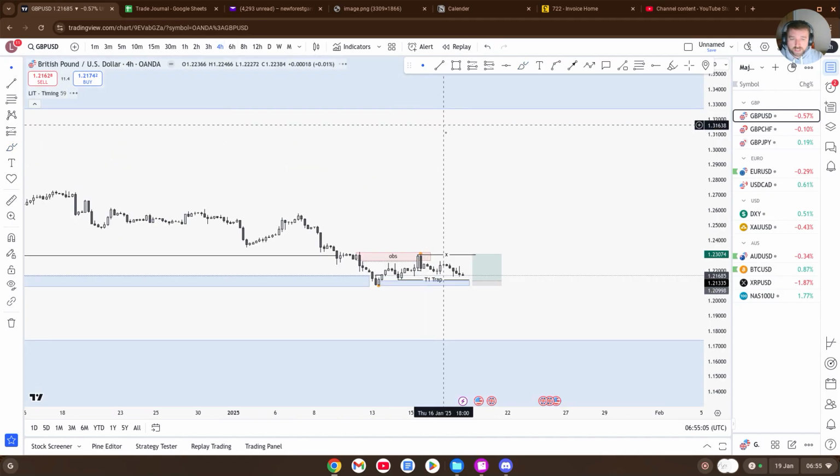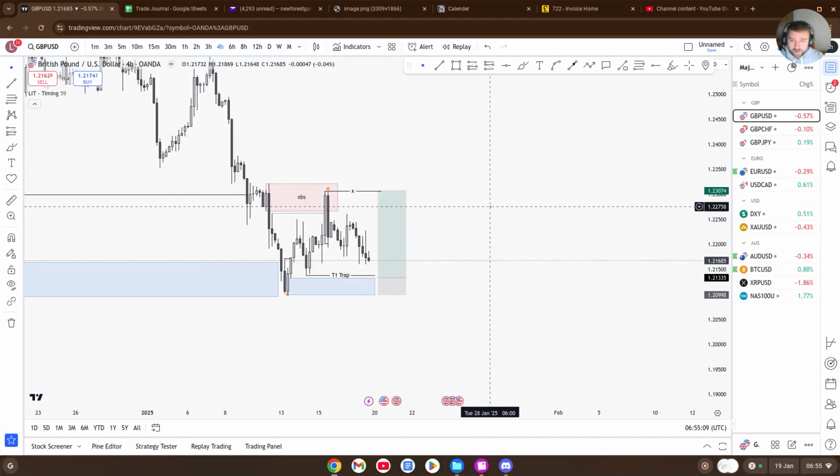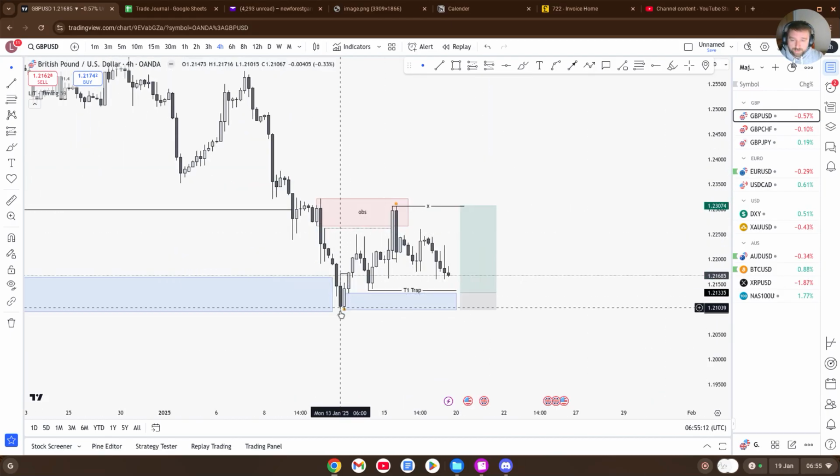Let's just have a look at this in a bit more detail. One sec. What did I mark up here? Yeah, so where we're coming from, this looks like this is a strong low.